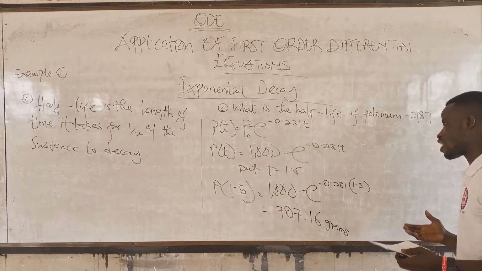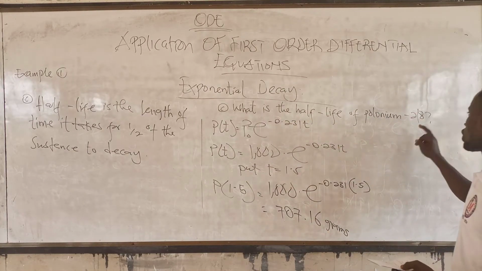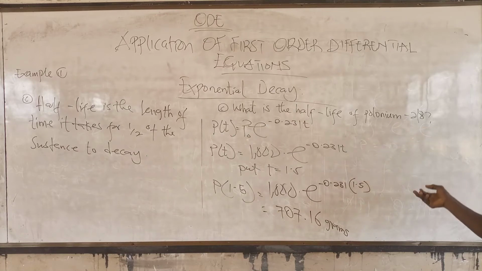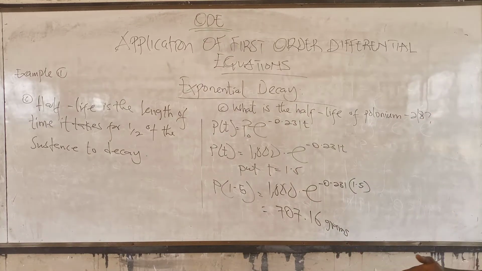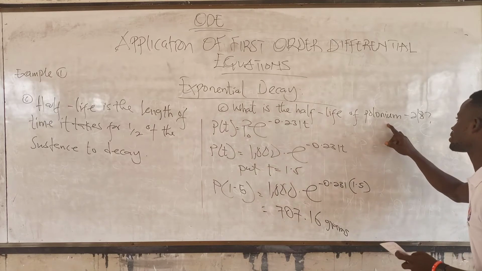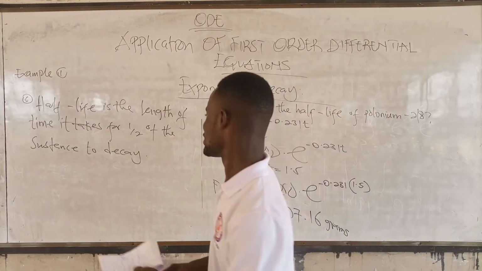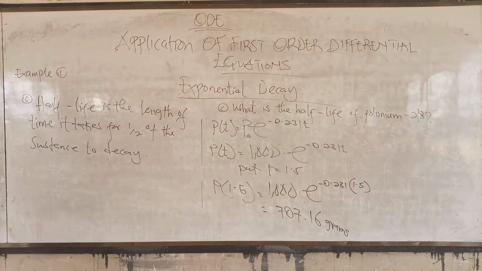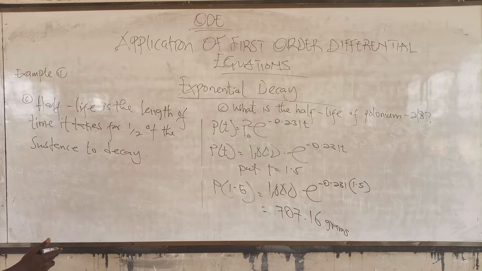So here, what are we talking about? What is the half-life of polonium-218? So we are looking for the length of time it takes for half of the substance, which here represents polonium-218, to decay. So let's do that. Very good. It's not difficult. Now we pick it from here.